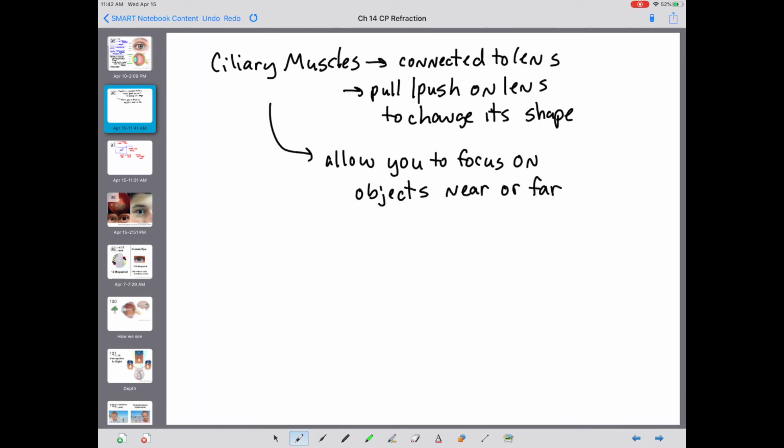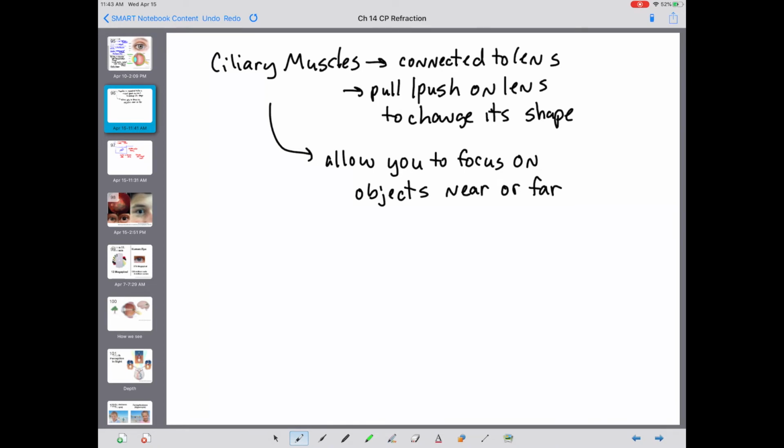You can look at something in front of you. You can look across the room at something more distant, and the ciliary muscles are working to change the shape of the lens to be able to change the focal length of the lens so that that image can still come into focus clearly. Now, you're all very young. Your ciliary muscles are working pretty well.